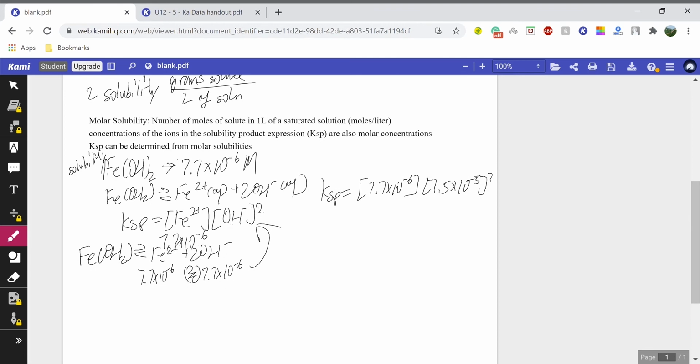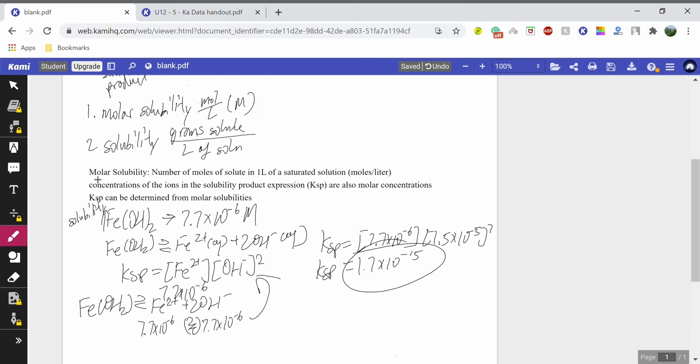Now all that is taken care of, we can just plug into the calculator and solve for the Ksp. So if we grab our calculator, 7.7 e to the negative 6 times 1.5 e to the negative 5th squared is going to give us 1.7 times 10 to the negative 15. And that is our Ksp for Fe(OH)2.